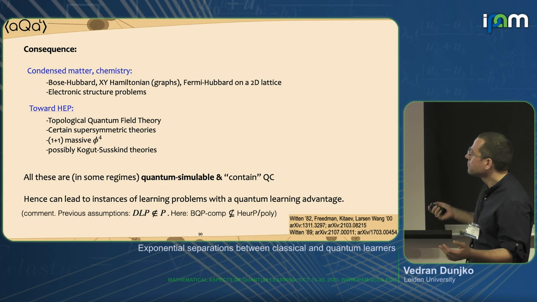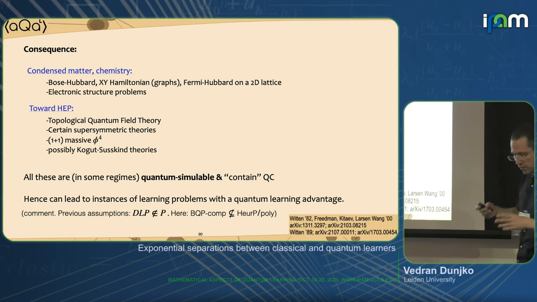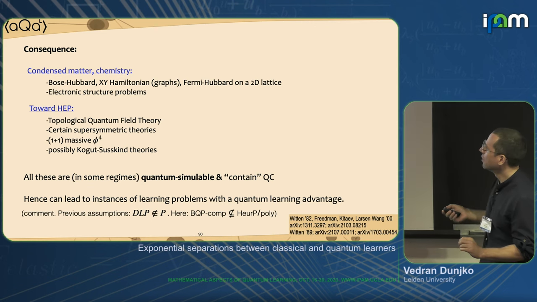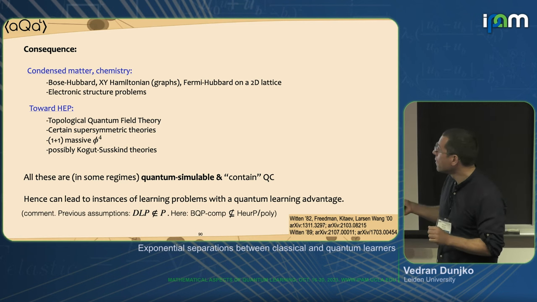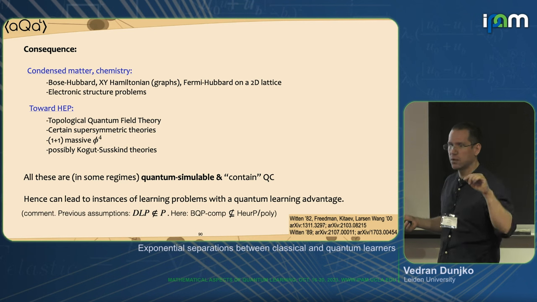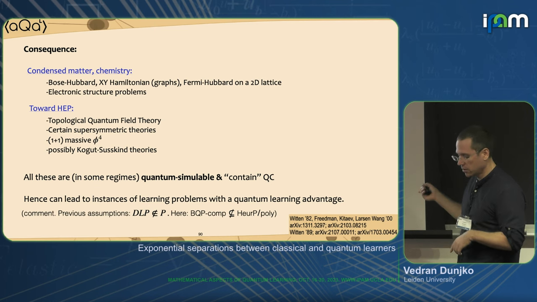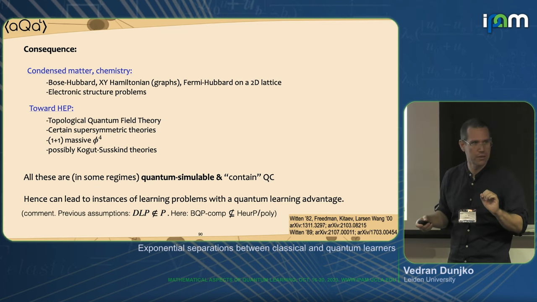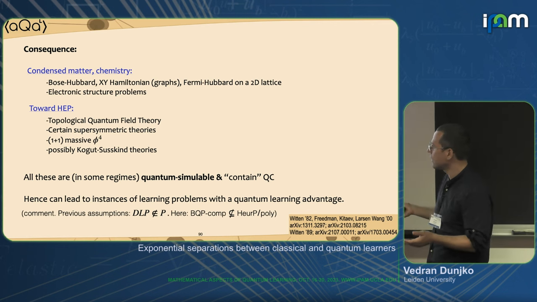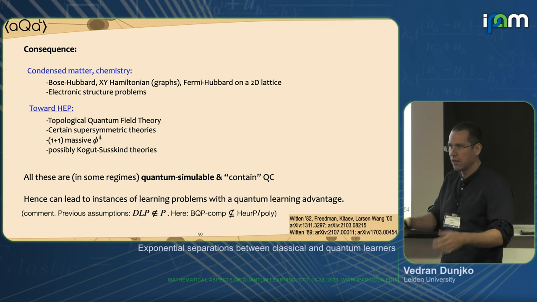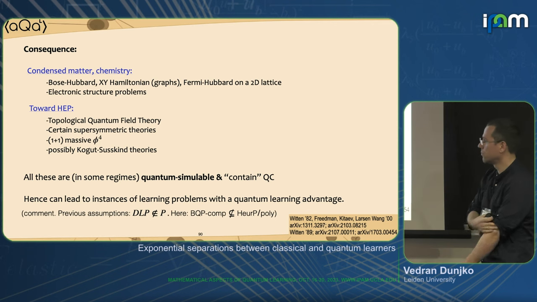So now, in condensed matter: Bose-Hubbard model time evolution, XY Hamiltonian, or anything which is Fermi-Hubbard with respect to ground states, the electronic structure problem. In high-energy physics: topological quantum field theories via Jones polynomials, supersymmetric theories via QMA1-hardness of Betti number estimation, 1+1 massive phi-4 that Stephen Jordan and Preskill and somebody whom I forget, I hope it's not you, Robin, and possibly Kogut-Susskind theories. All of these things satisfy this condition, that they're hard enough. Every single one of them has an easy to artificially construct learning problem where there's a learning separation.